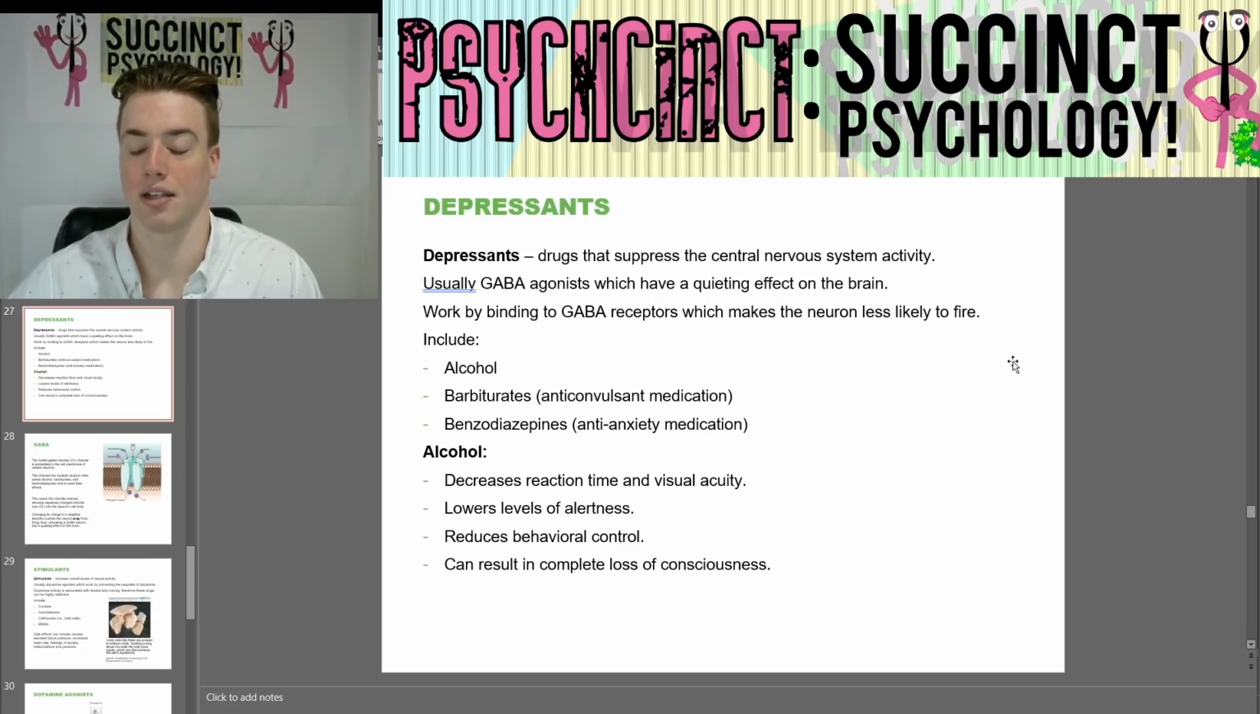Going more into depth on the different categories, we have depressants, which are drugs that suppress central nervous system activity. Usually GABA agonists, which have a quieting effect on the brain, work by binding the GABA receptors, which makes the neuron less likely to fire. Again, we went over that in unit 3. These include alcohol, barbiturates, which are anticonvulsant medication, and benzodiazepines, anti-anxiety medication. Alcohol is a depressant, so it decreases your reaction time and visual acuity, lowers levels of alertness, reduces behavioral control, and can result in complete loss of consciousness.